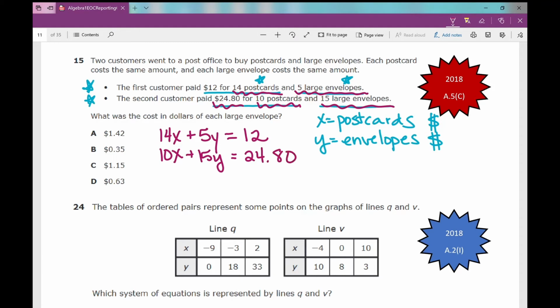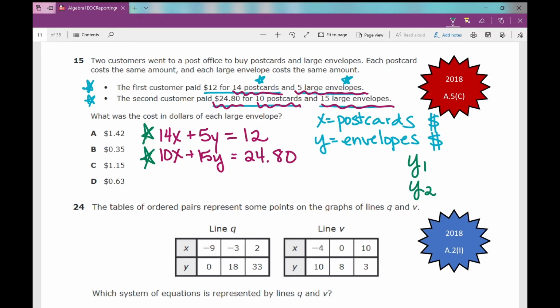$24.80. So what I want you to do now is pause the video and solve for y on each one of these problems. Solve for y here and solve for y here. Then you're going to graph it in y1 and y2. Go ahead and pause the video now.